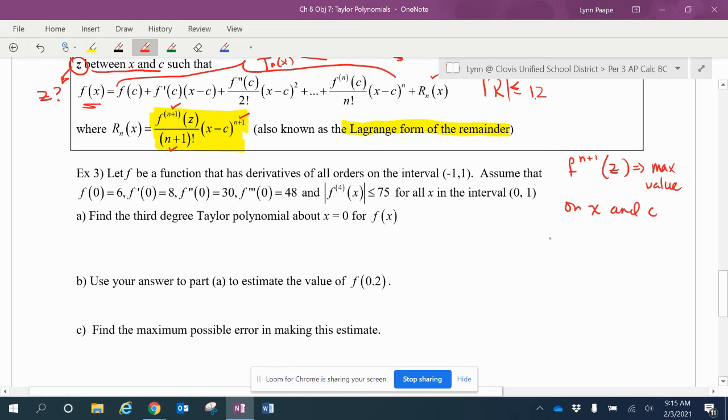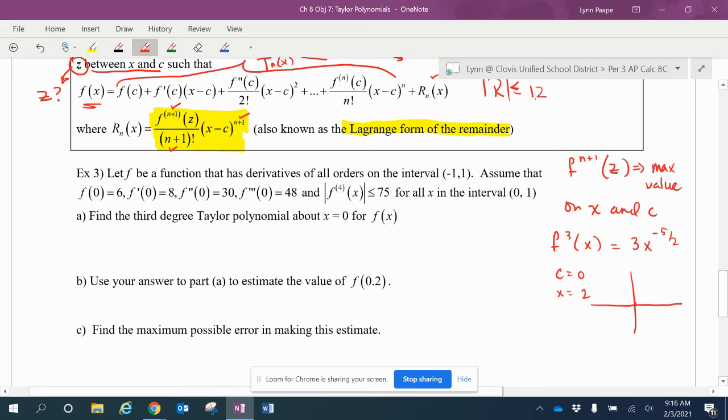So for example, let's say that the third derivative of f of x was, I don't know, 3x to the negative 5 halves or something like that. And we are centered at 0 and we're approximating at 2. Then we would look at the third derivative, and I probably should have picked something I knew how to graph. That's some sort of radical.